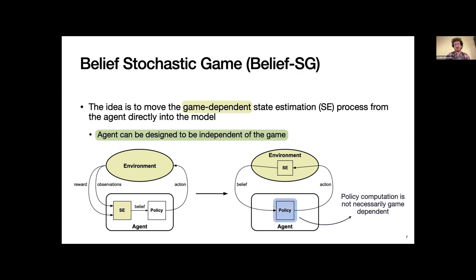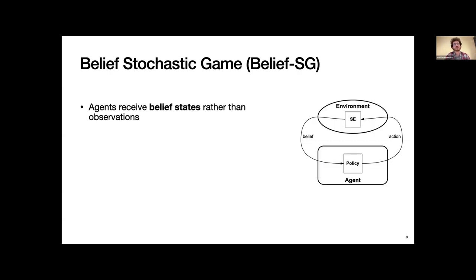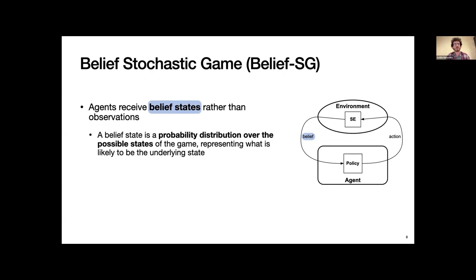And so there is still a policy inside the agents, but the policy computation is not necessarily game dependent. And so, yeah, we could try to compute policies for all games. And so now agents receive belief states rather than observations. And more formally, a belief state is a probability distribution over the possible states of the game, which represents what the likely underlying states of the environment are.